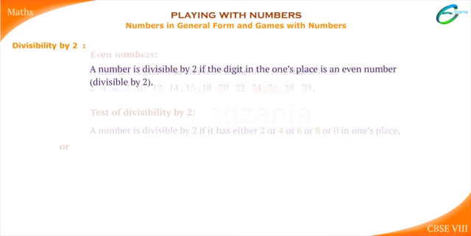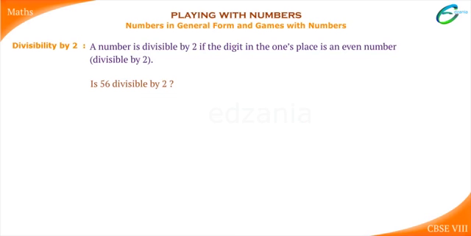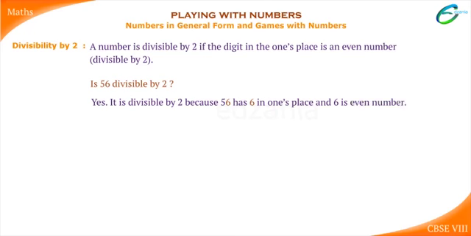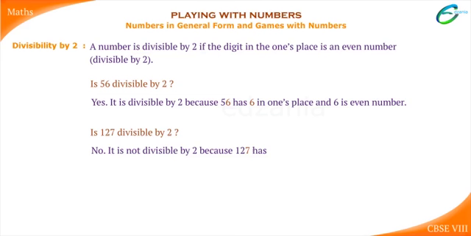Is the number 56 divisible by 2? Yes, it is divisible by 2 because it has 6 in ones place and 6 is an even number. Is the number 127 divisible by 2? No, it is not divisible by 2 because it has 7 in ones place, which is not an even number.